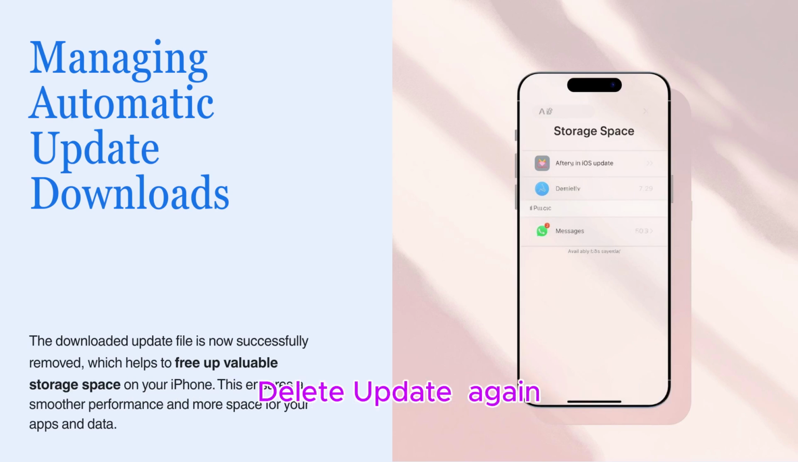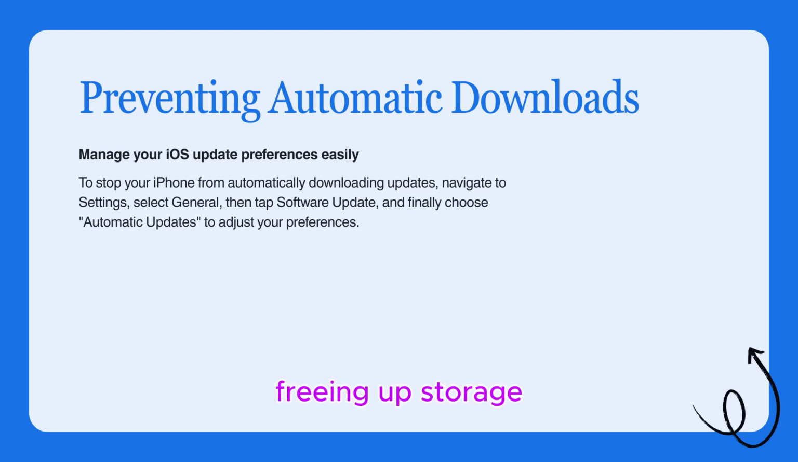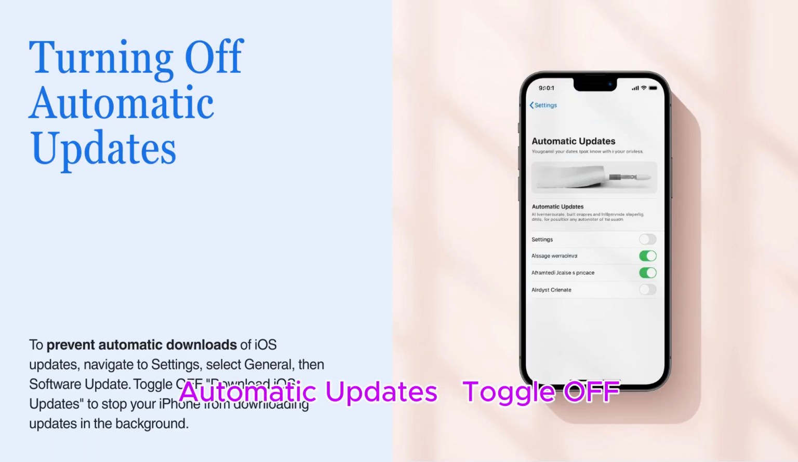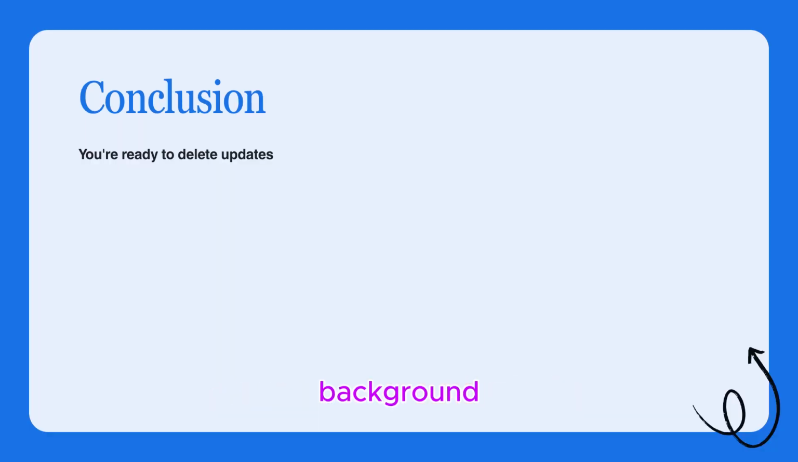By tapping Delete Update again, the downloaded update file is now removed, freeing up storage. To prevent automatic downloads, go to Settings, General, Software Update, then tap Automatic Updates. Toggle off Download iOS Updates. This stops your iPhone from downloading updates in the background.